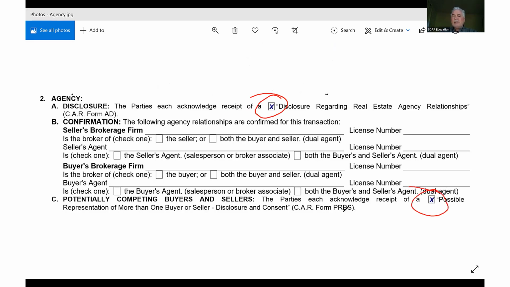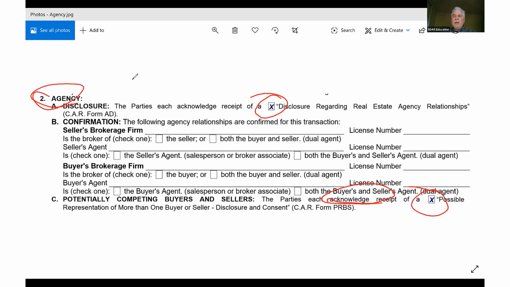There's that checkbox. You can't uncheck it. It's a checkbox. It is there. And that checkbox says that everybody acknowledges receipt of that PRBS form. And that PRBS form is essentially consent to represent competing buyers or competing sellers. All of this under my paragraph for agency.